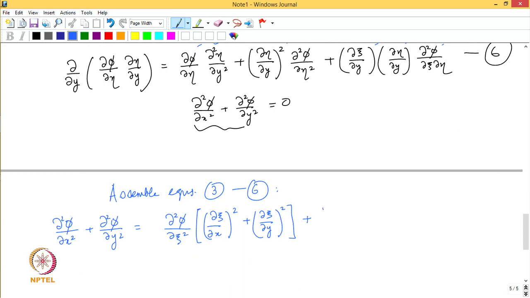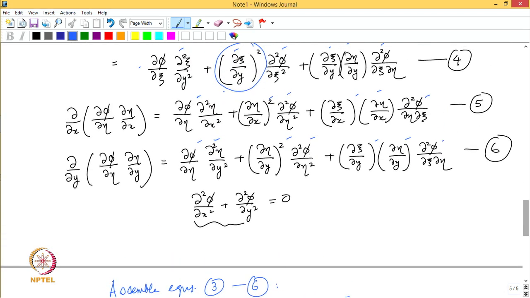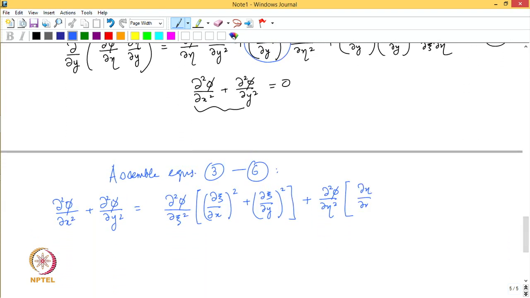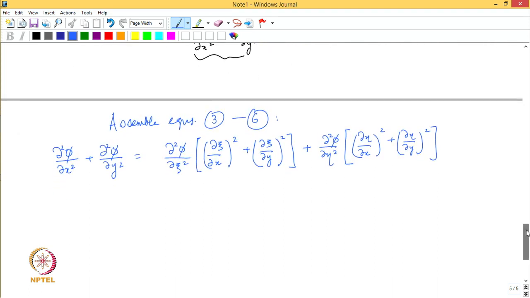In a similar manner, we will have a d 2 phi d eta square. Let's look at this one. We'll have d 2 phi d eta square, which has coefficient here d eta dy square, and then we'll have d eta dx square. So we can write that here: d eta dx square plus d eta dy square. Then we'll have some cross derivative terms which will add. So we'll have 2 d 2 phi d xi d eta into d xi dx d eta dx plus d xi dy d eta dy.